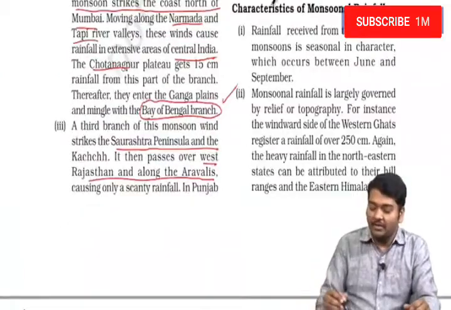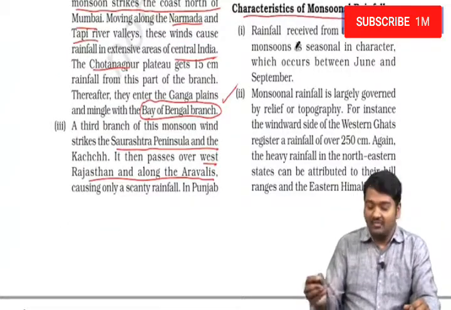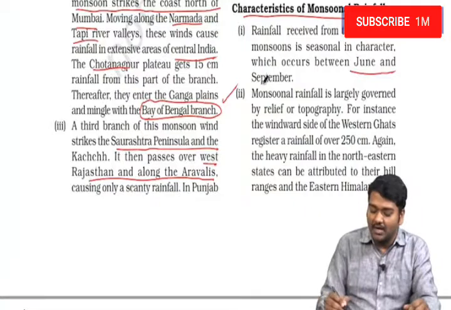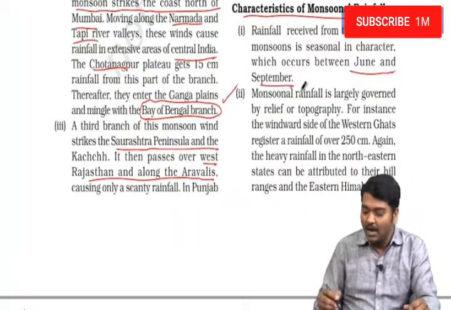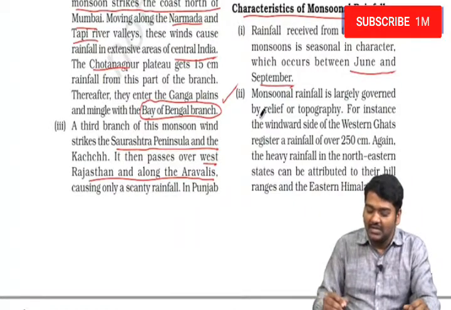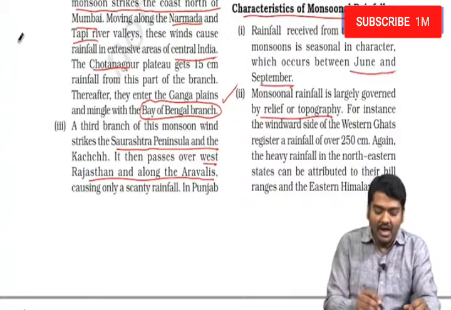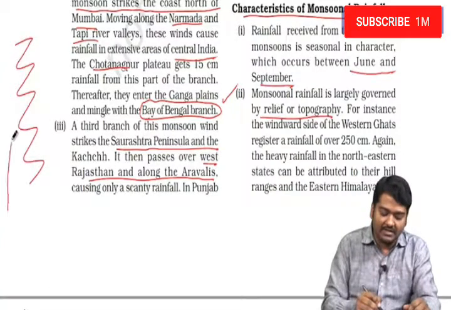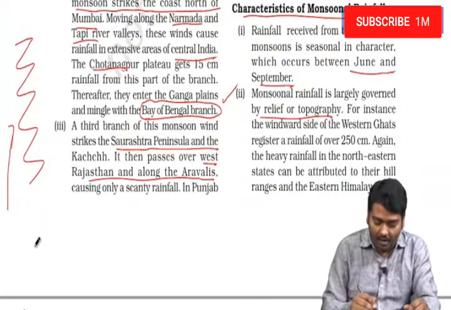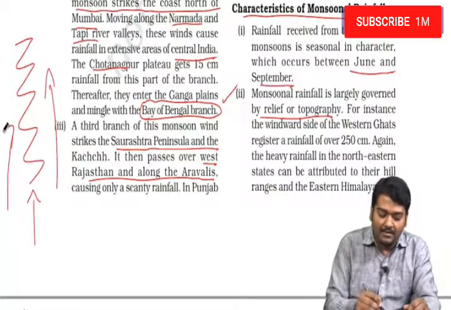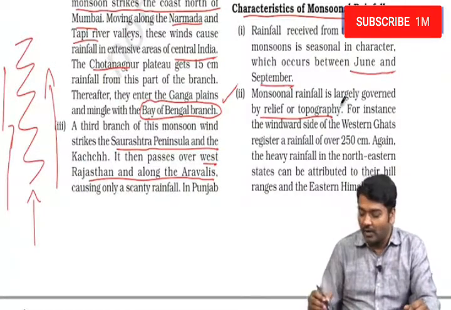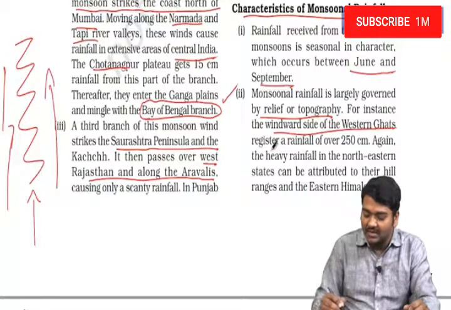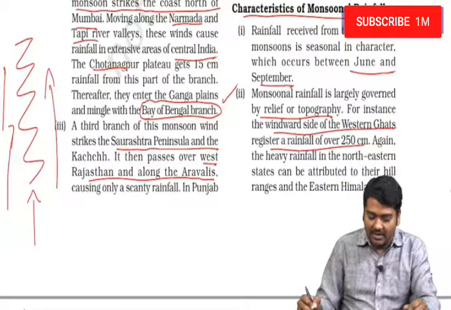Then we need to read about the characteristics of rainfall, which says that the rainfall usually occurs between June and September. Monsoonal rainfall is largely governed by relief and topography. That is, if you have Western Ghats like this and winds are blowing like this, they give you rainfall. But winds, if they move parallelly, then they don't give you rainfall. Right? Windward side of the Western Ghats receives, eastern Himalayas receive. All this is very, very important for us.